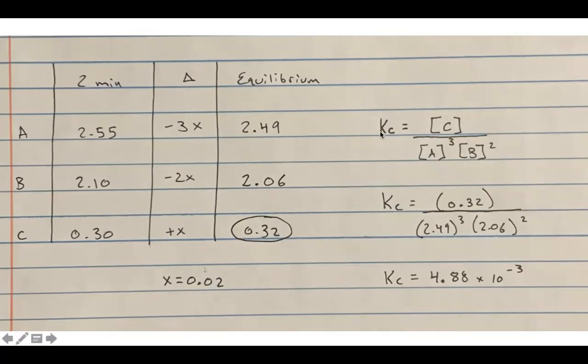So our equilibrium constant in terms of concentration, because we're dealing with molarities here, is equal to the concentration of my product C raised to its coefficient. So its coefficient is 1. So it's C raised to the first, divided by my concentration of A at equilibrium raised to the 3rd power, because that's the coefficient of A, times the concentration of B raised to its coefficient, the 2nd power. Okay, and so all I do is I plug in my equilibrium concentrations, and I can solve to find that Kc is about 4.88 times 10 to the negative 3rd.